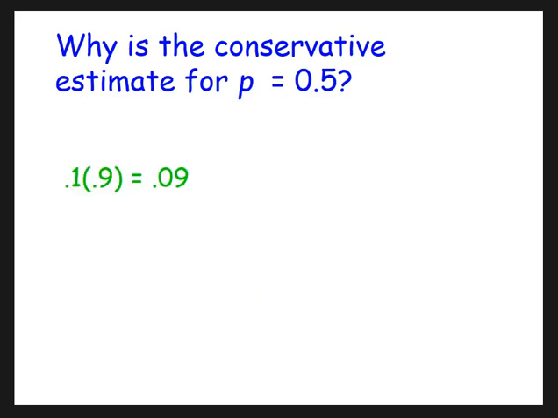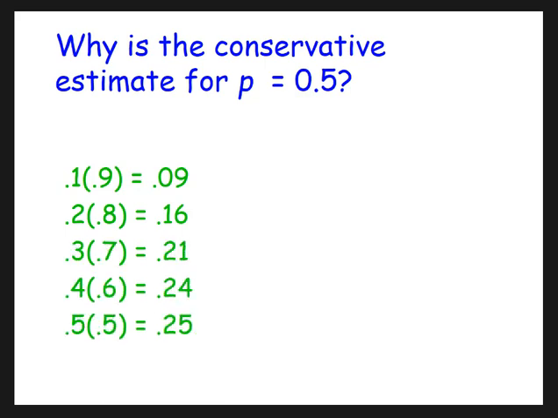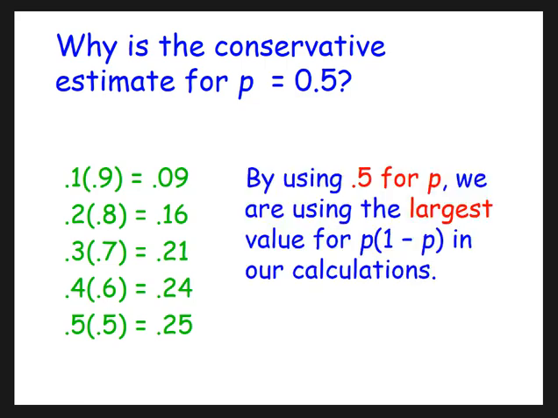So for example here, why is 0.5 the most conservative estimate? Well, let's say P was 0.1. It'd be P times 1 minus P, which would be 0.1 times 0.9, or 0.09. If it were 0.2, we get 0.16. And we can see the different values of P here until we get up to P of 0.5. Well, 0.5 times 1 minus 0.5 is 0.25.